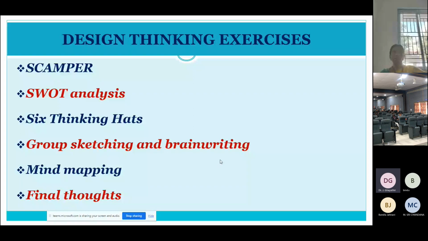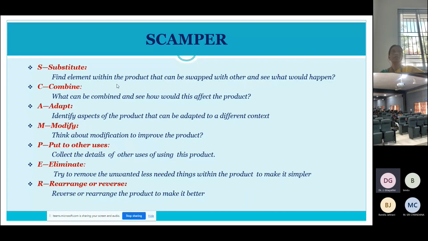In SCAMPER, first we put down what we are thinking, and then we substitute. S stands for substitute: find the elements within the product. You are combining some components and making a new component, like combining some molecules and coming up with a new one. In that, you can substitute some other product for one product, and come up with an innovation. Combining means combining more than one product or element.